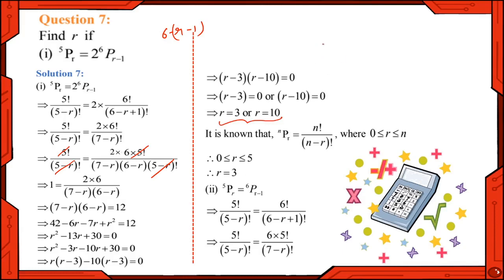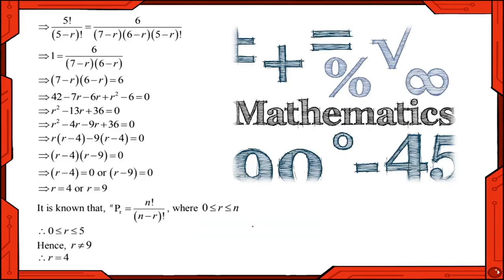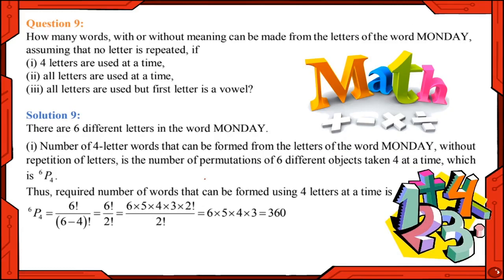But do you know r equal to 10 is not possible, because how will this be possible that we have 5 total objects and we are arranging 10 out of that? This is not possible. So it means r is 3. Second part, exactly the same, students, I'm not going to discuss. I would suggest you please do it yourself. If you face any problem, then only please pause the video and look at the steps.